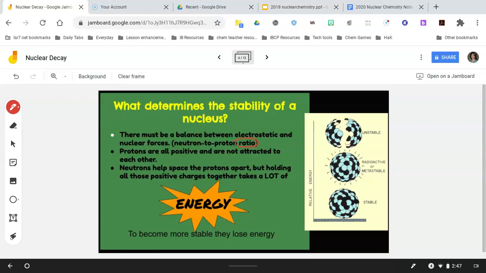Think about what you know about protons and neutrons already. Protons are positively charged. And if you've ever played with magnets or learned anything about magnets, you know that magnets have two ends.